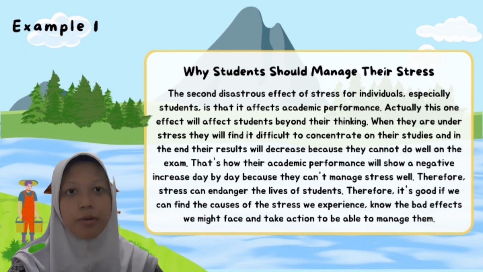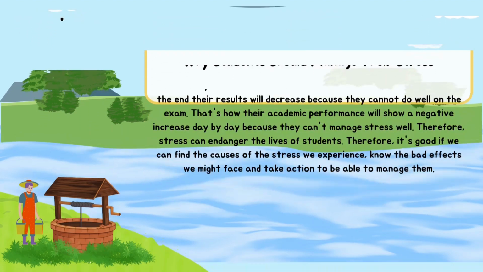There are also characteristic features in the text. The first one is persuasive text. It's accompanied by various supporting reasons. The second one is using present tense. Example sentence: major negative effects of stress is on emotional health. The third one is using conjunction, using the words firstly, thus, second, and furthermore. And then the last one is providing recommendations. There is a sentence: for these reasons, it's better that we should find the causes of stress which we are going through, know the bad effects that we might face, and take action to be able to manage them.